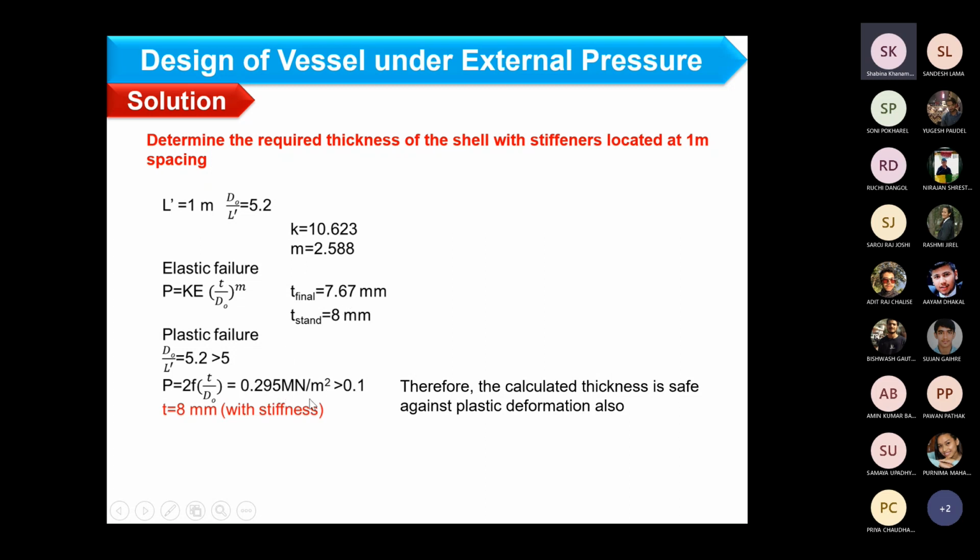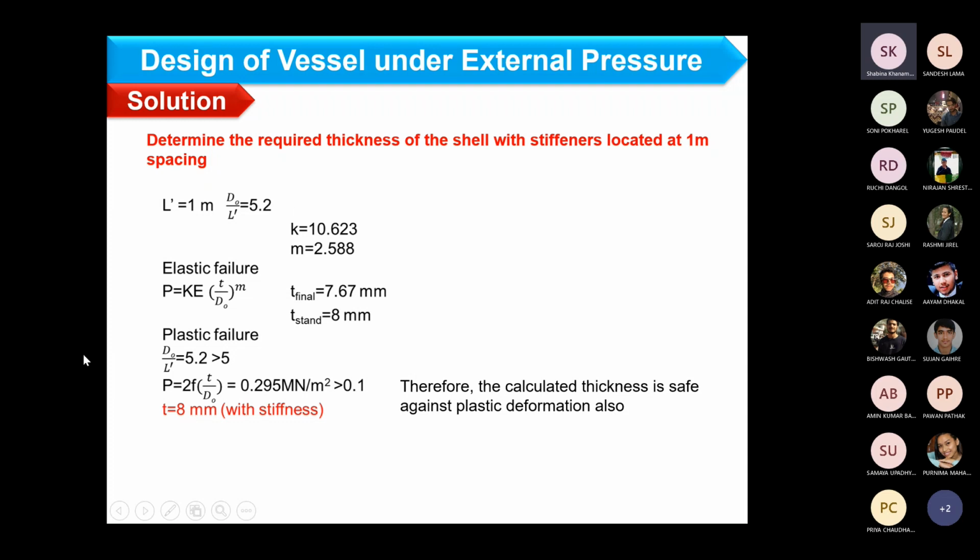Okay, so it is coming as 0.295, which is greater than 0.1, so we can have the final thickness with stiffener as 8. This is the thickness of the shell with stiffeners, right?